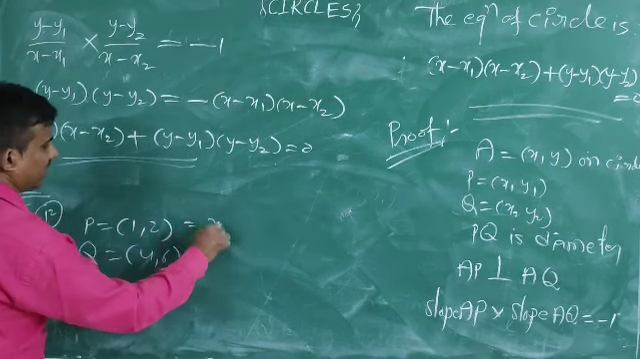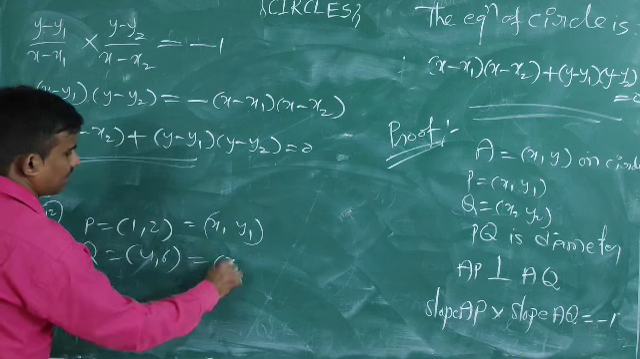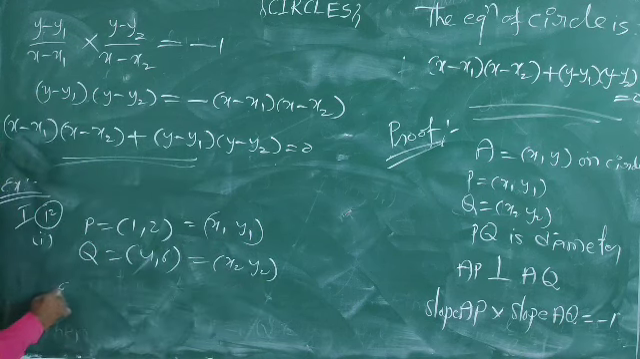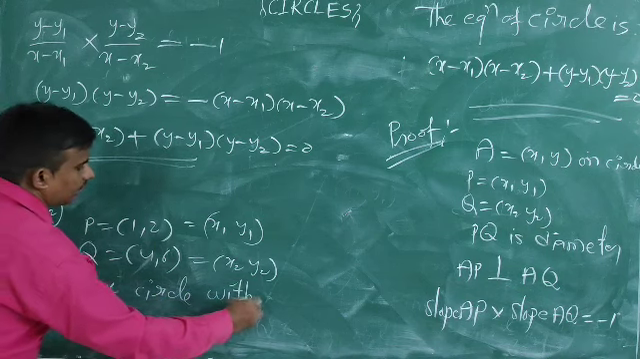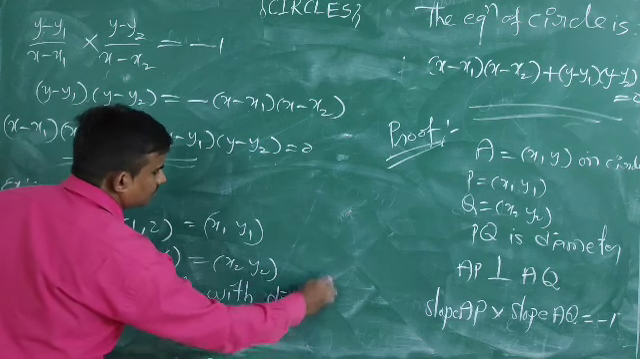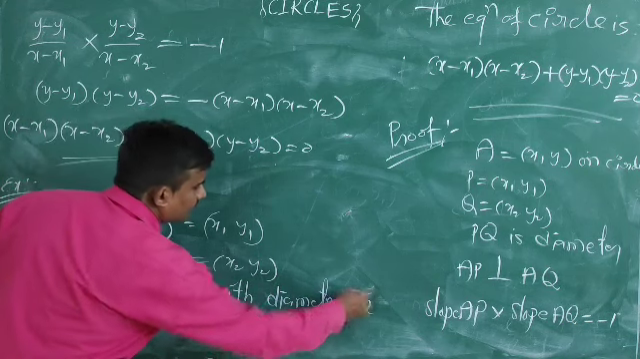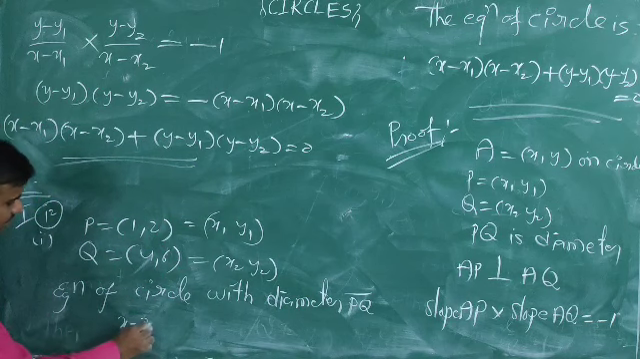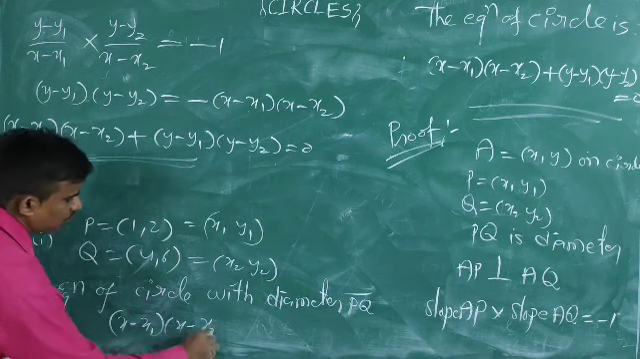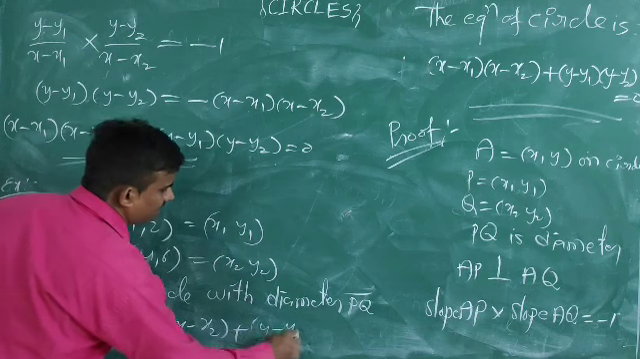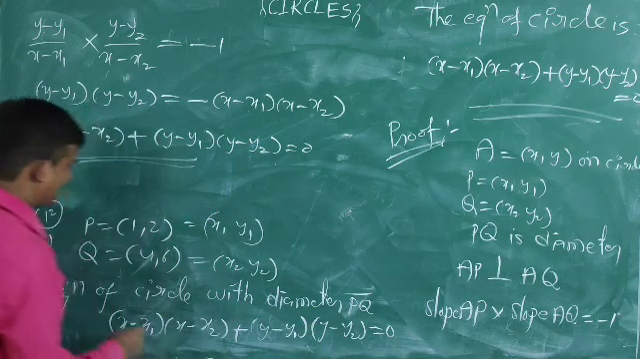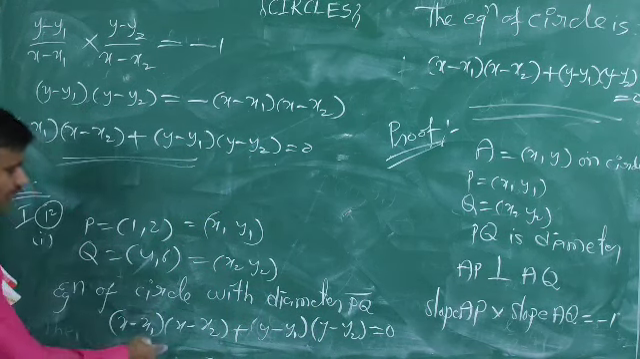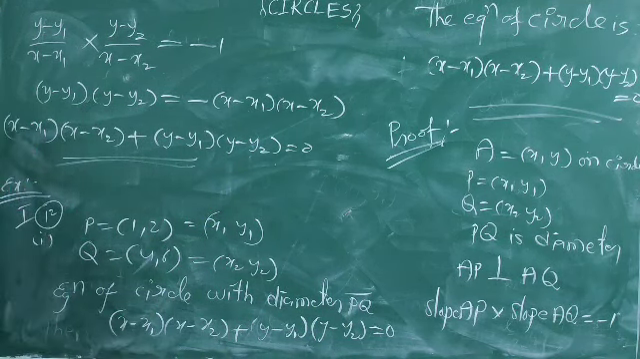So the diameter, first of all, let one end be (x1, y1) and the other (x2, y2). Write the formula: the equation of the circle with diameter PQ is (x minus x1)(x minus x2) plus (y minus y1)(y minus y2) equal to 0. Now substitute the values of x1, y1, x2, y2 in this formula. We get our equation.